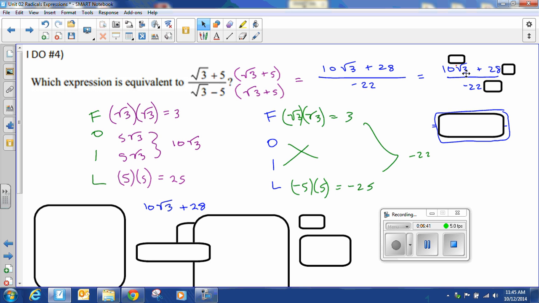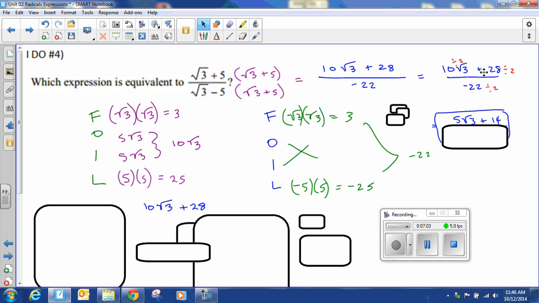Let's look at each of these coefficients or terms, and let's see if they can all be simplified by the same factor. And I hope you recognize that 10, 28, and negative 22 are all even numbers, so we can divide each of these numbers by 2. Half of 10 radical 3 is 5 radical 3. Half of 28 is 14, and half of negative 22 is negative 11. Notice that the negative 11, the negative sign, floated up to negate the entire fraction.